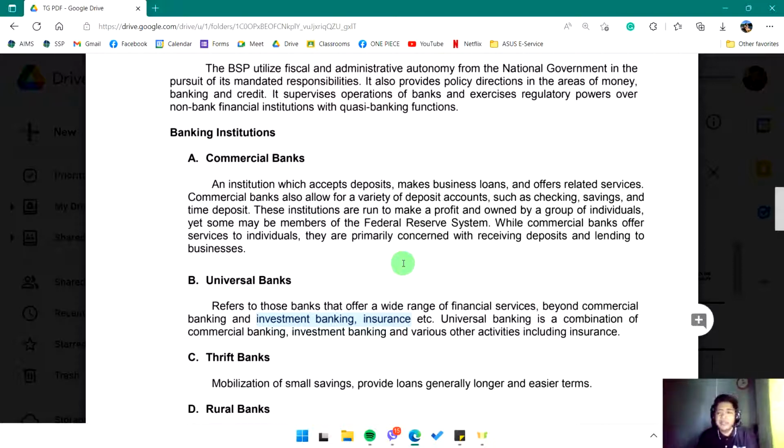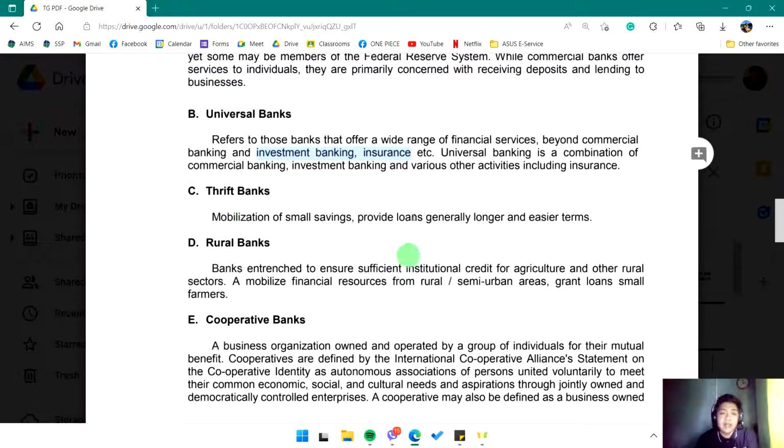Pero yun nga, when we say universal banks, these are also commercial banks with additional services na ino-offer nila like investment banking and insurance. Next, we have the thrift banks. Thrift banks dito sa Philippines very rare or madalang lang sila kasi of course we try to avail the services of commercial banks as much as possible since they have a good reputation already when it comes to saving, when it comes to money deposits.